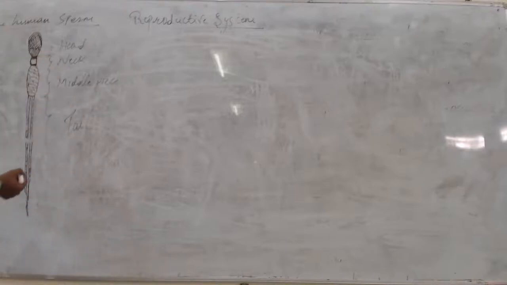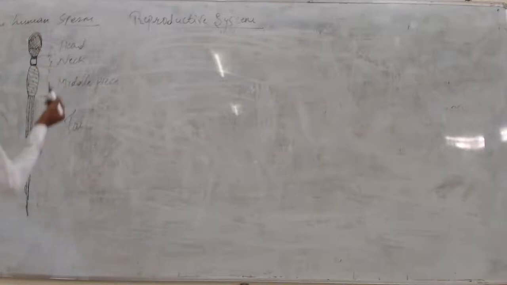This is the head structure, this is the neck structure, and after this is the middle piece. And after the middle piece, till the tail, it is the tail. And what are the particular structures?